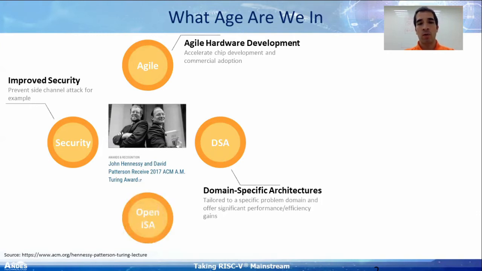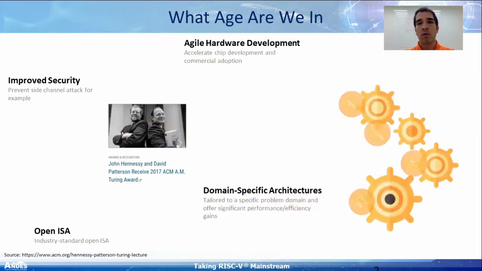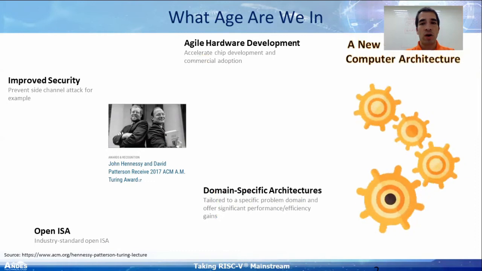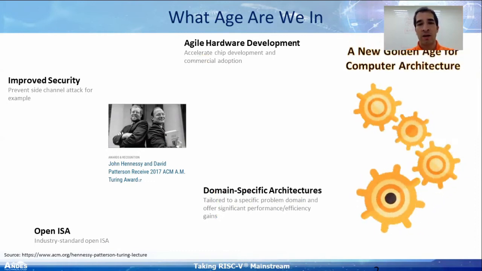And then last but not least, open ISA. Yes, we are in the age of open instruction set architectures. And that is amazing because many people have been waiting for this, to have an open ISA. Everyone can make his own implementation and speed it up. So to make it short, we are today in the age of the golden computer architecture. We are defining the next computer architecture right now. And that is very amazing. And I'm very happy to be here with you together.